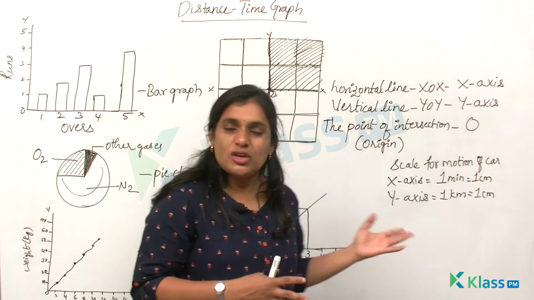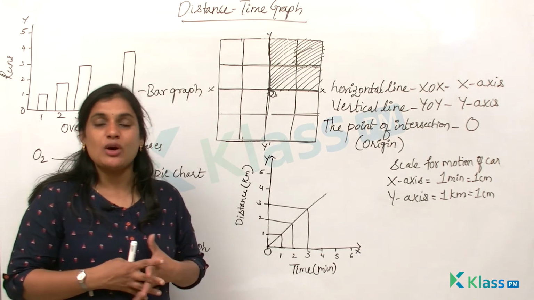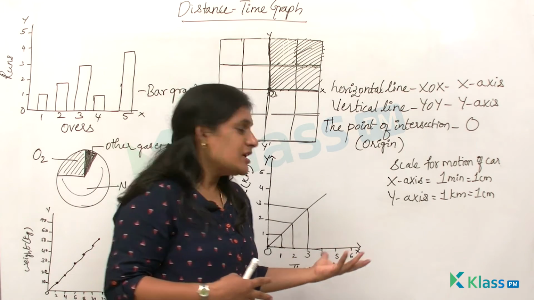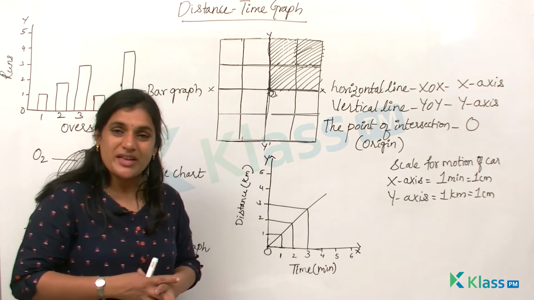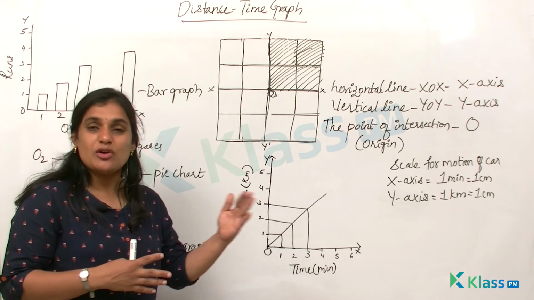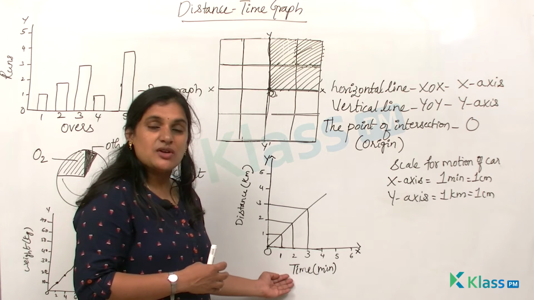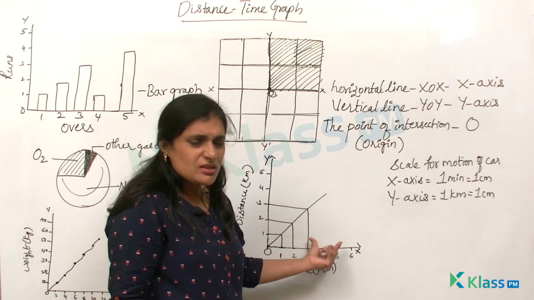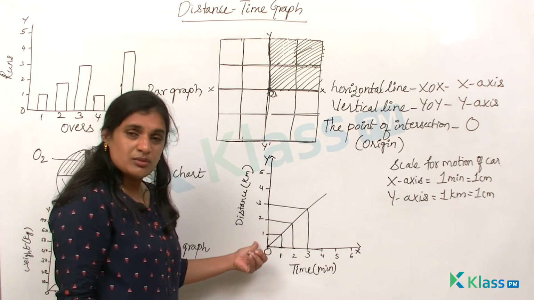In the same way, you can also mark the distance traveled when you go out for a picnic in the school bus. You can just take time on the x-axis and the distance covered on the y-axis, and you can see how long you have traveled. Say at 8:30 in the morning, if you have started from the school, what is the distance covered? Then you can mark it on the graph sheet.